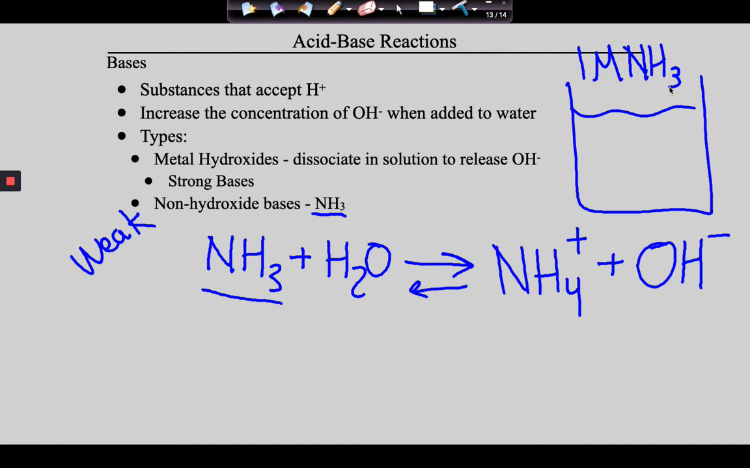So let's look. Do we have any NH3 still in the bucket? We do. Because this reaches equilibrium, not all of the NH3 is going to turn into NH4. So we do have NH3 in the bucket. But guys, every one of these NH3s that attacks water will turn into an NH4 and an OH. But in order for this to make any sense at all, we should include the water, because the water is the source of the OH.